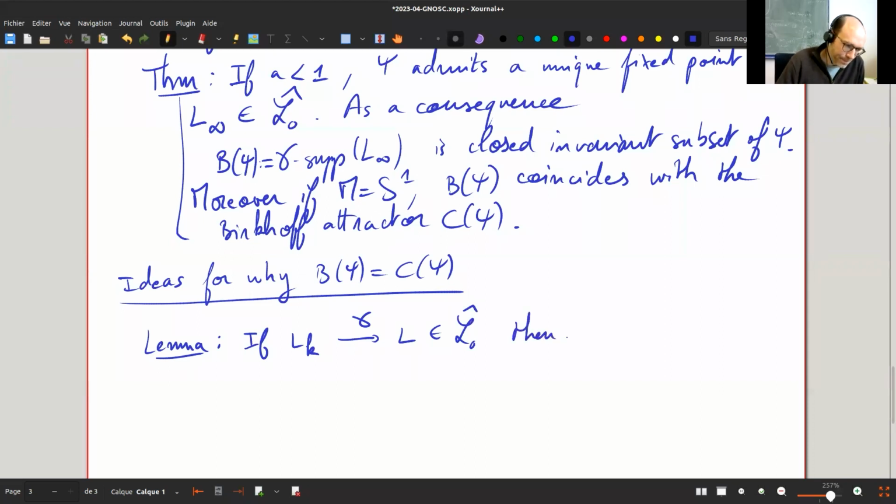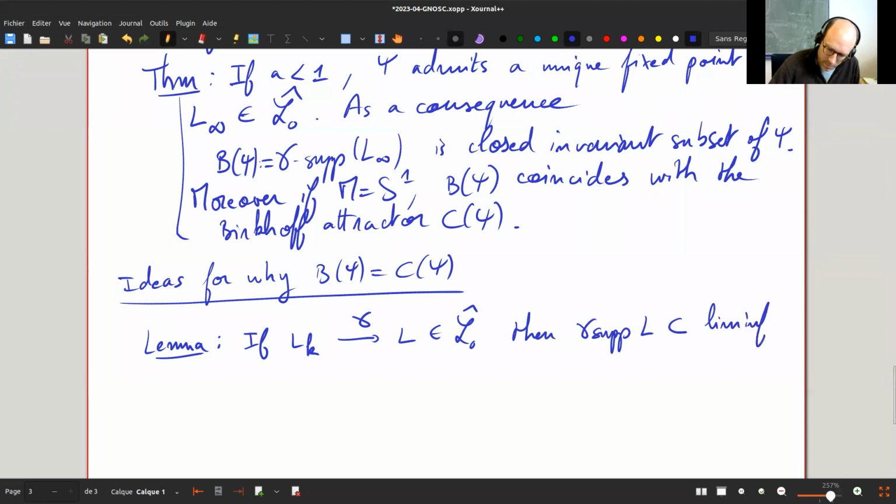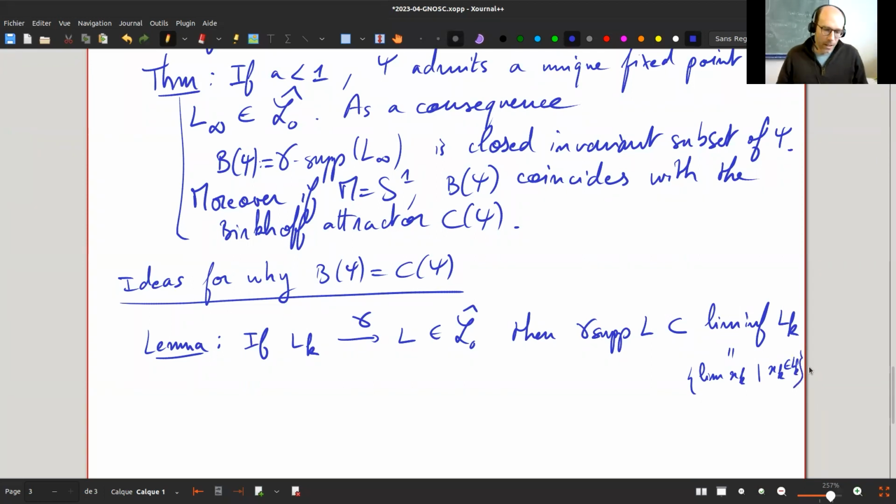then the gamma support of L is included in the lim inf of the L_k as subsets. I think the lim inf can also be written as the set of all limits of x_k when we take points in the L_k. And this is kind of obvious from the definition of the gamma support. But somehow it's useful to know.